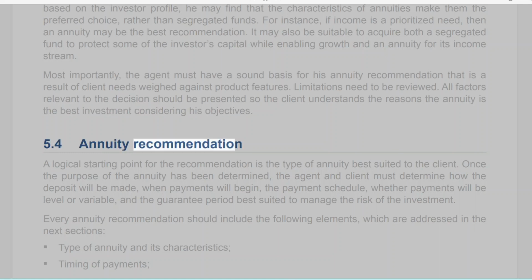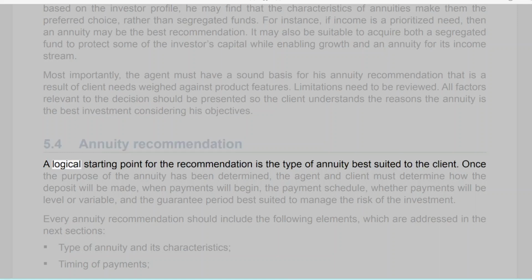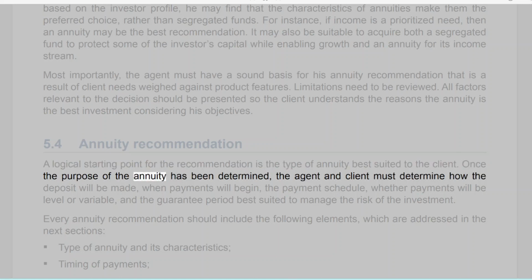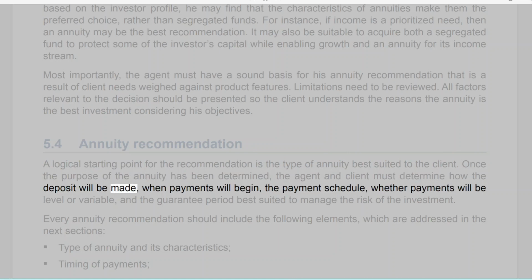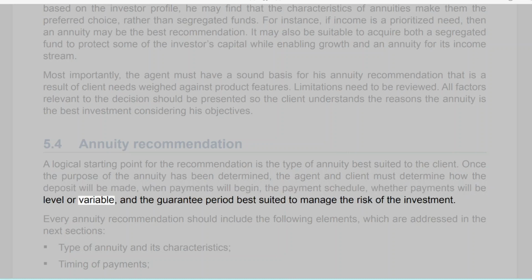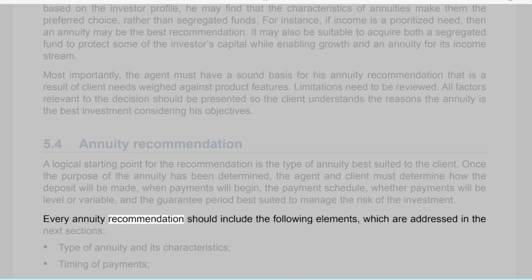5.4 Annuity recommendation. A logical starting point for the recommendation is the type of annuity best suited to the client. Once the purpose of the annuity has been determined, the agent and client must determine how the deposit will be made, when payments will begin, the payment schedule, whether payments will be level or variable, and the guarantee period best suited to manage the risk of the investment. Every annuity recommendation should include the following elements, which are addressed in the next sections.